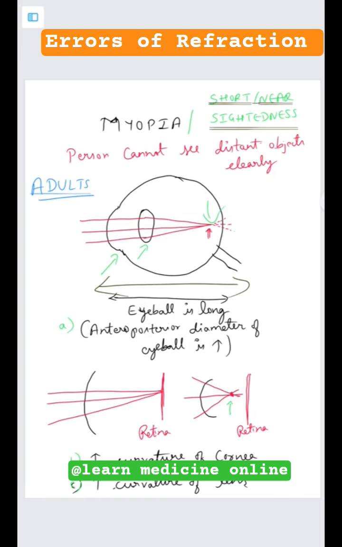Another reason can be increased curvature of the lens. Here, in the diagram on the left side, the curvature of the lens is normal and the light rays are properly focused onto the retina. But when the curvature increases, meaning the bending increases, the light rays are focused in front of the retina. So this can happen if there is an increase in the curvature of either the cornea or the lens itself.